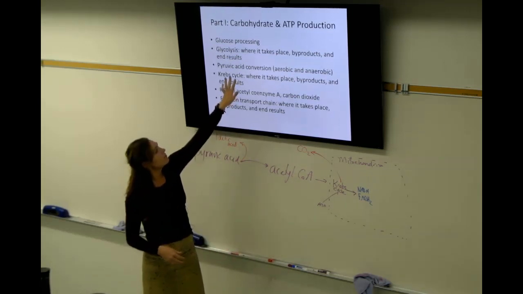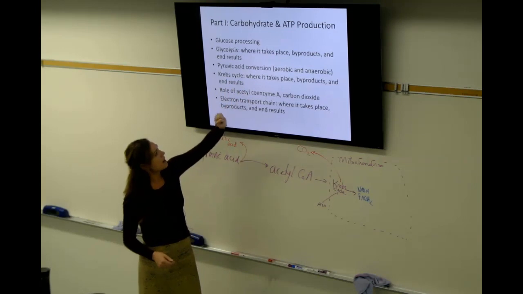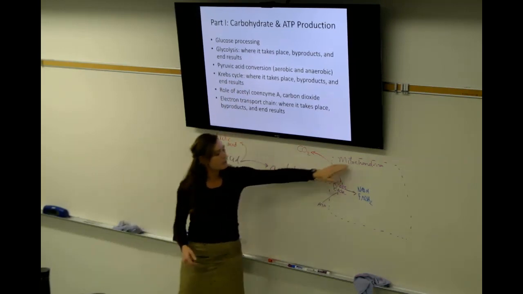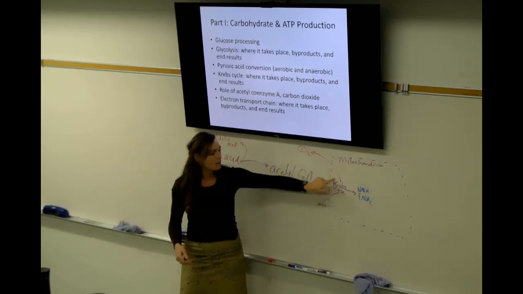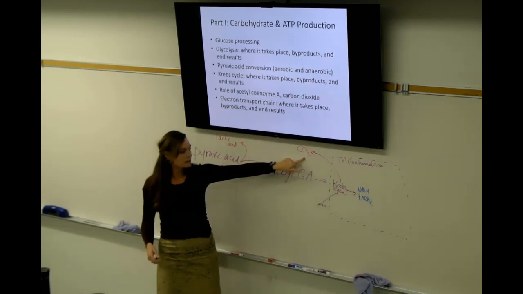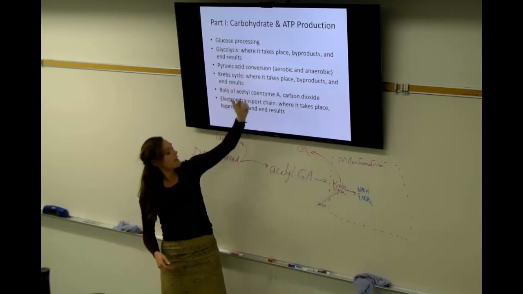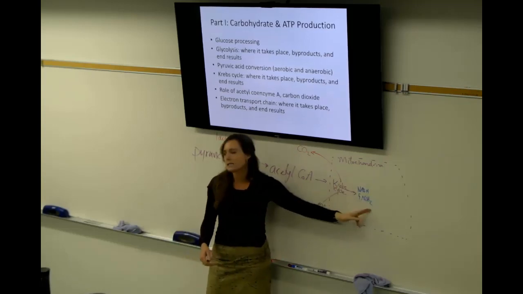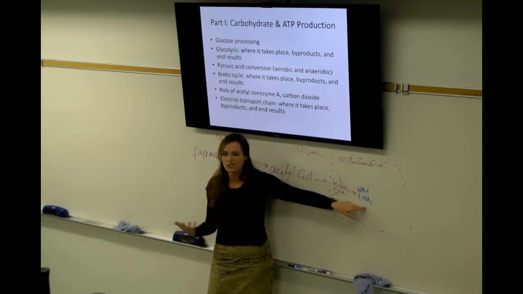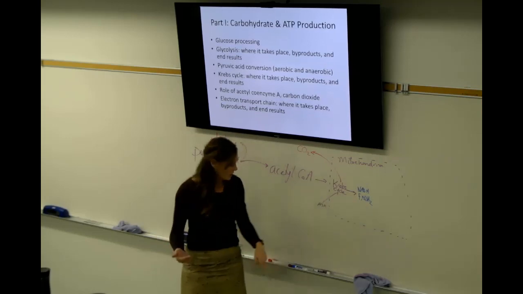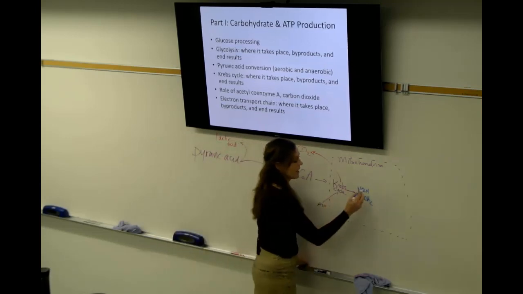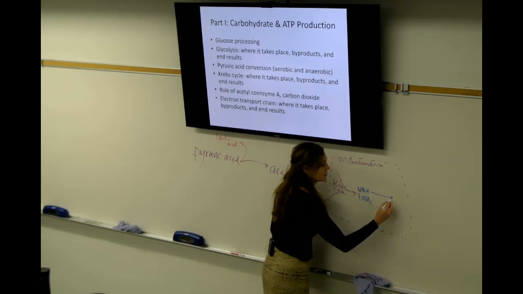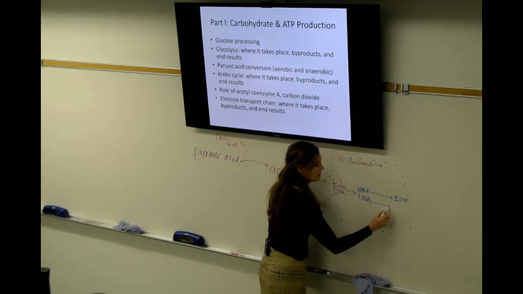So the Krebs cycle: where it takes place, the byproducts, and the end results. Where it takes place is in the mitochondria. A byproduct would be carbon dioxide. And the end results is we get some ATP, we have the CO2, but we're getting NADH, FADH2. These are like tokens for more ATP. The NADH is going to become 3 ATP. The FADH2 is going to become 2 ATP.